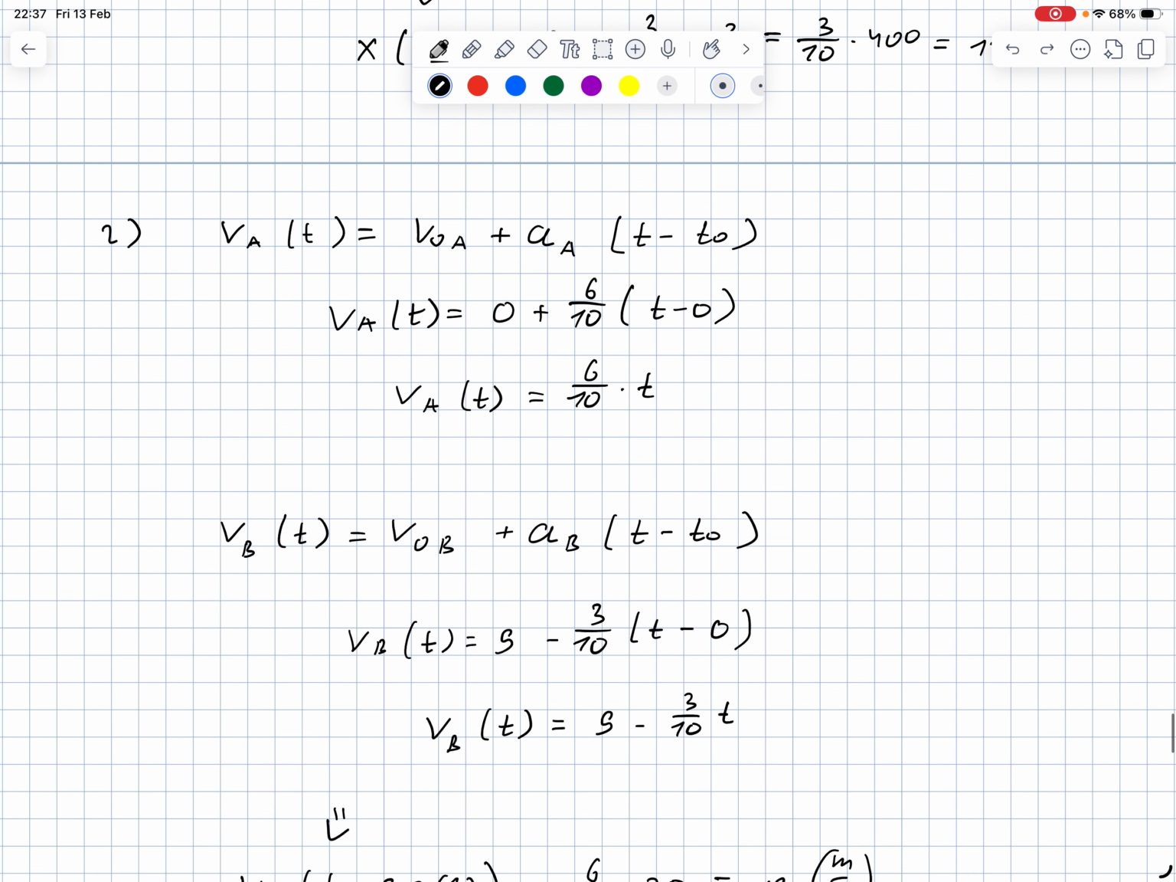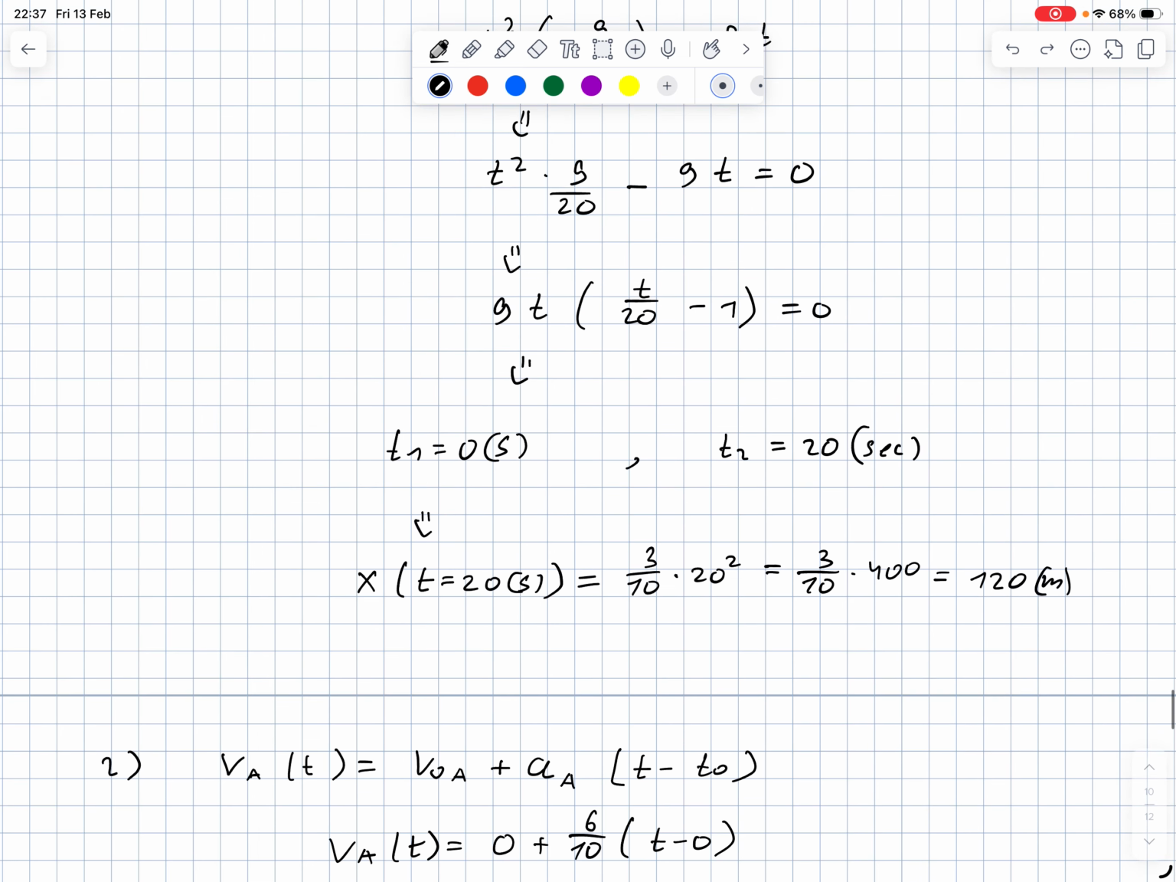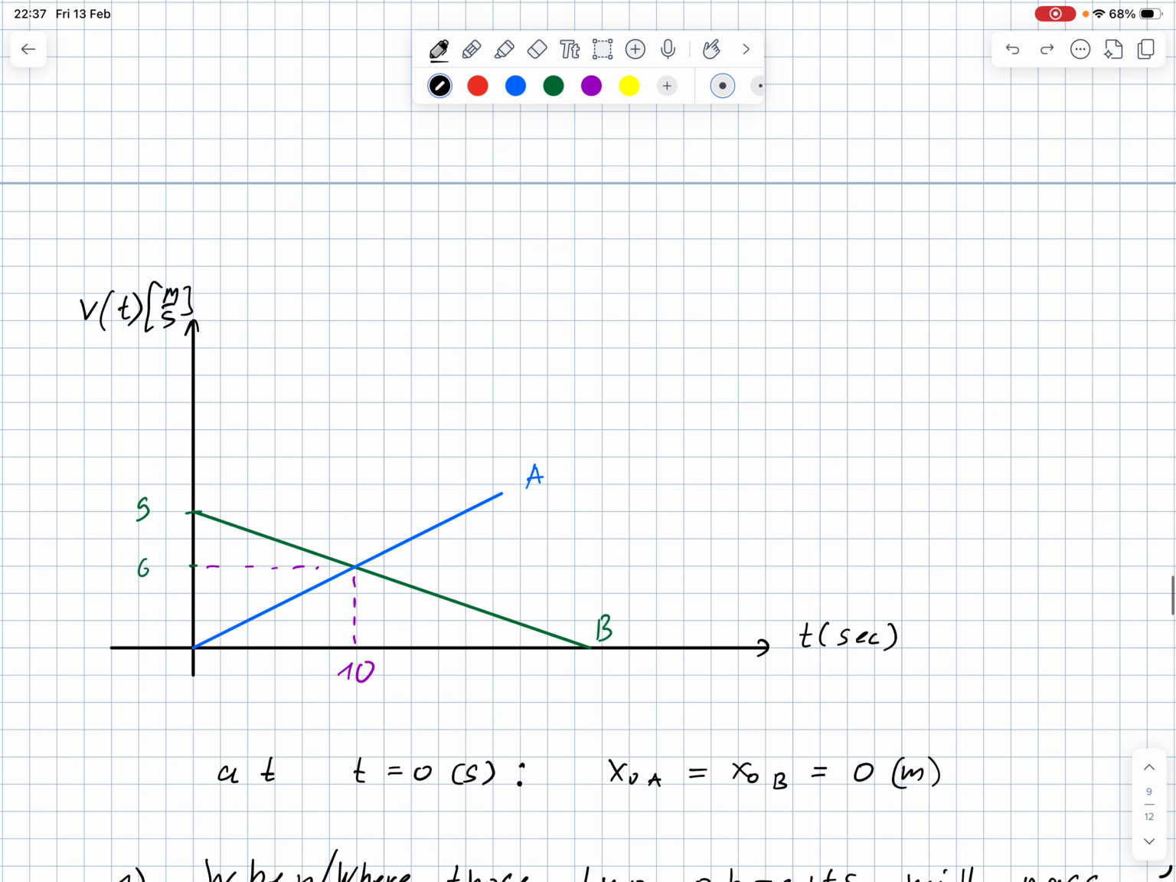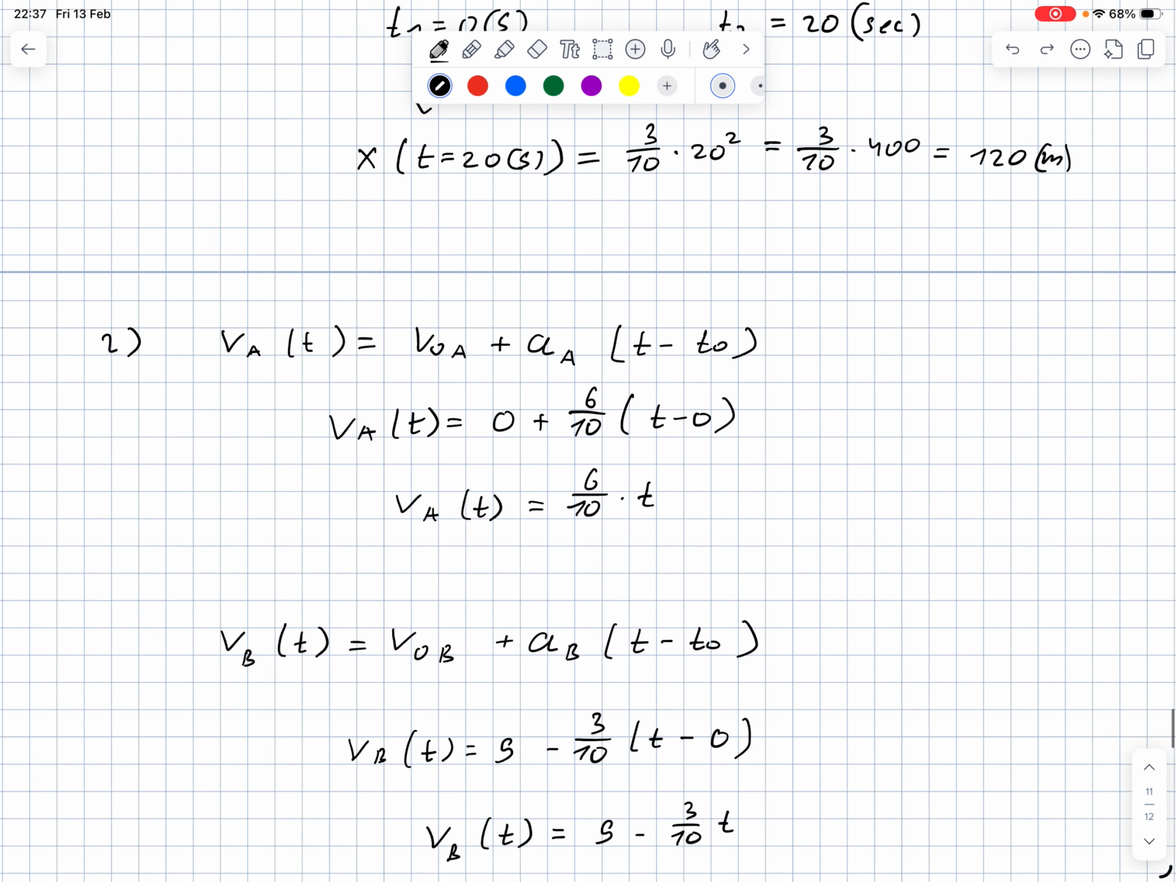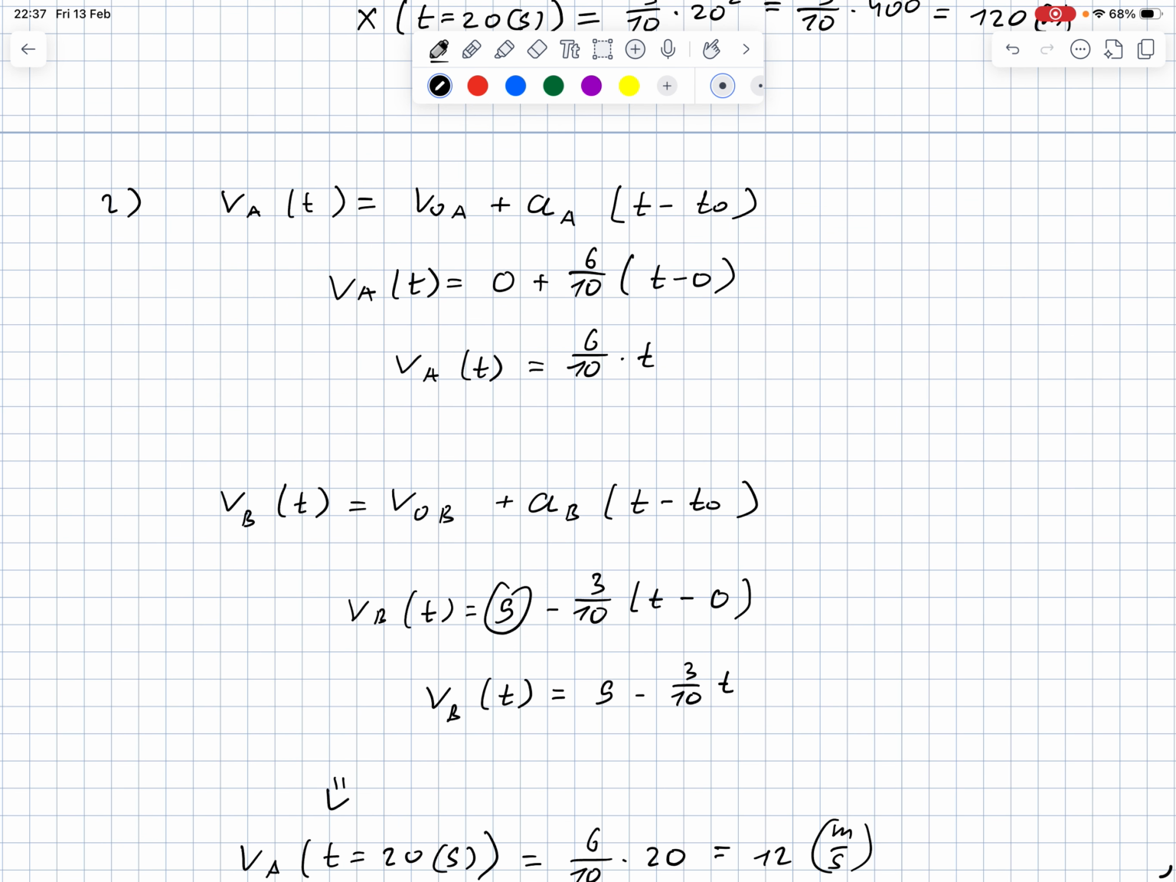The same steps go for object B. Again, we're going to use the same formula and the same initial time, 0 seconds, where the velocity is 9 meters per second. If you don't remember, you can always come back to the graph, and you can see the initial velocity of the second object B is 9 meters per second. The acceleration we already calculated. And finally, we get this expression for velocity, VB of t.